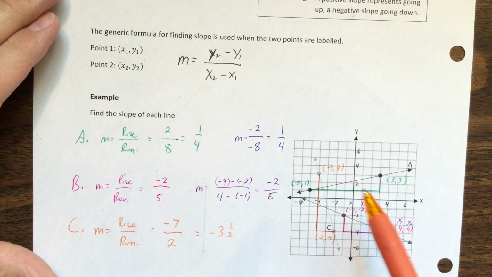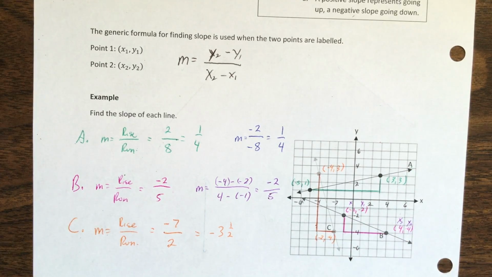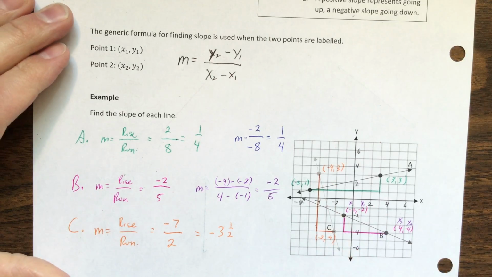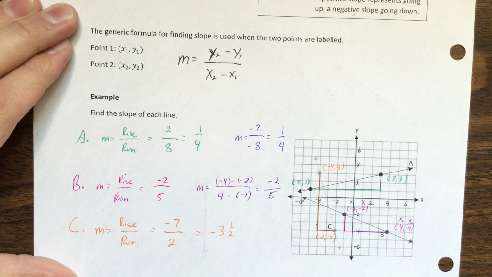So those three are ways of finding the slope in our lines. And again, we can use a graph as we did, or we can use the formula as we did in this case here, and we're going to get our exact same values.